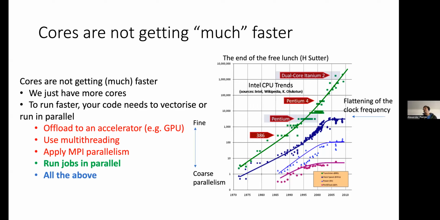So the main message here that I have for everyone is that if you want to run more stuff, if you want to execute bigger tasks and so forth, you will need to run in parallel. And you have a certain number of mechanisms to do that. You can offload to the GPU, you can use multi-threading, you can apply MPI, but you can also run jobs in parallel.